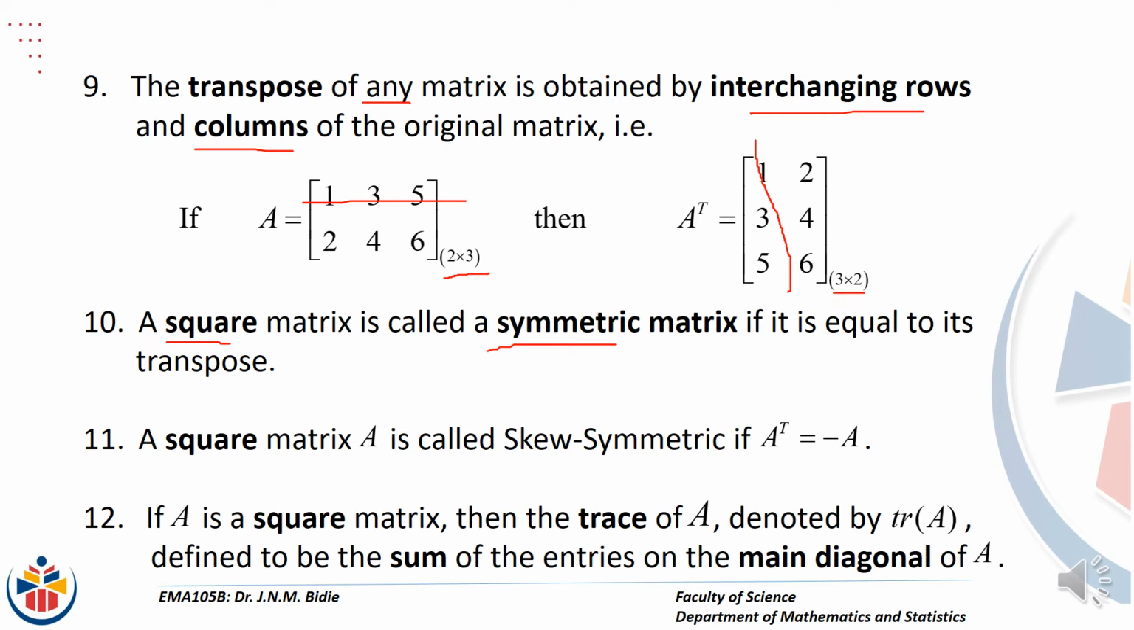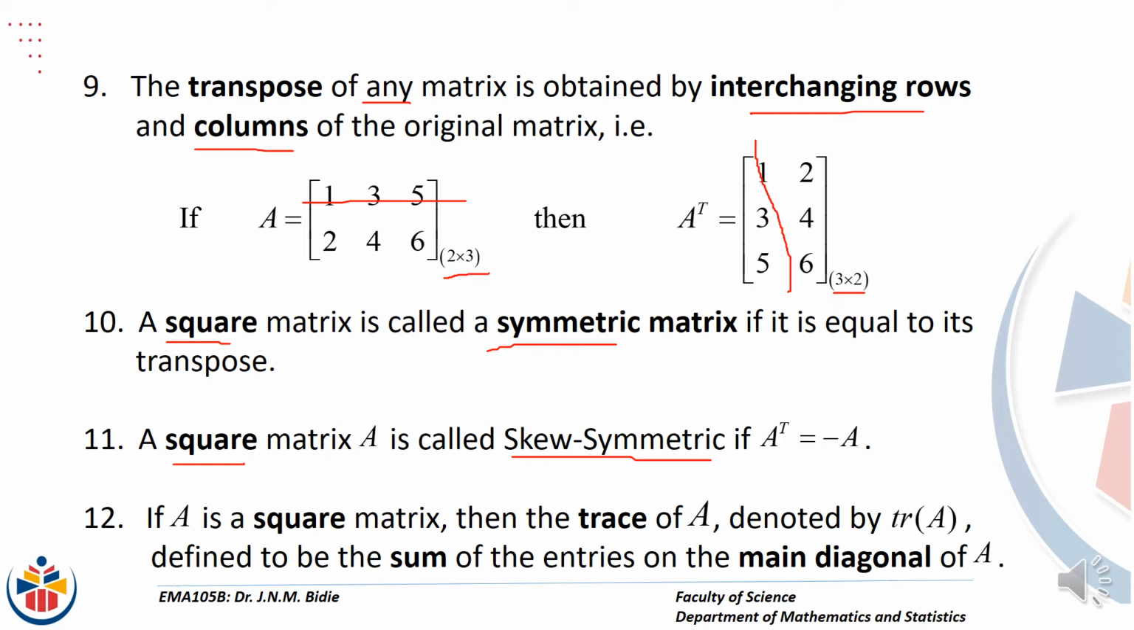Then we go to 11. Skew or skew symmetric matrices. We say a square matrix again is skew symmetric if the transpose of that matrix is equal to the negative of the original matrix. Please note the differences. Symmetric if the original matrix is equal to its transpose, and skew symmetric if A transpose is equal to the negative of the original matrix.